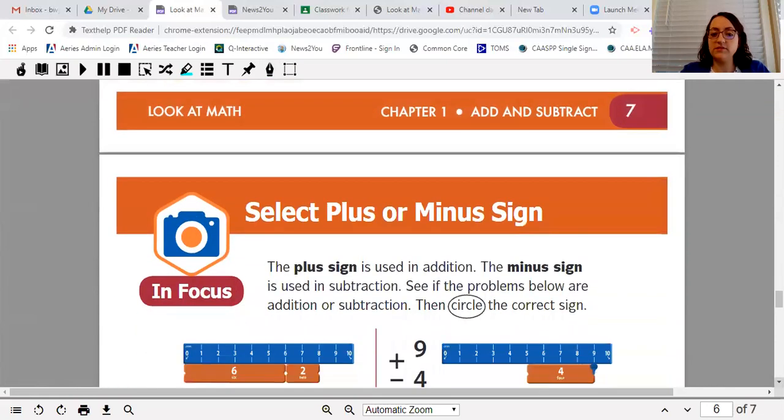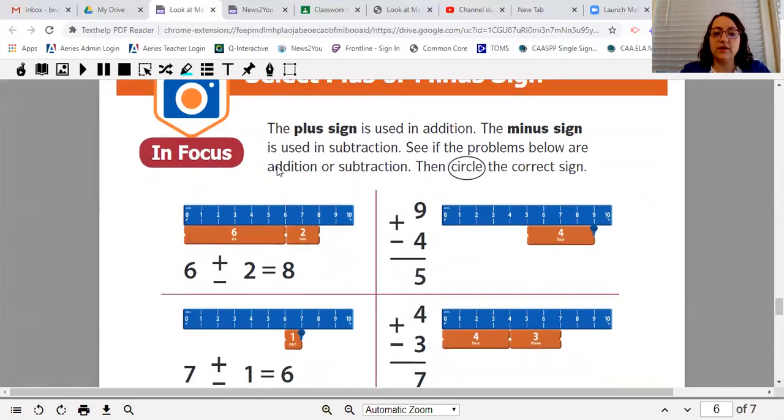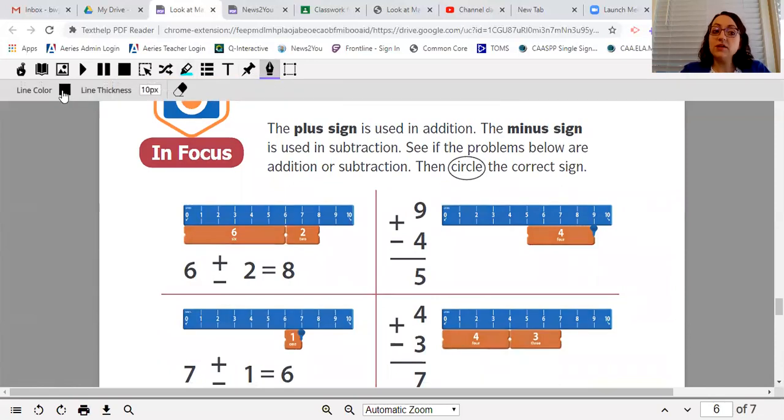Okay, guys, we're almost done. We just got a few more pages. Now we might have subtraction or addition, so we're going to have to really pay attention because we need to figure out what sign, the plus or this minus sign, that we're going to need to circle. If we had 6 and we're getting up to 8, we're going to add something. We're going to add 2 to get to 8. We're going to circle the plus sign.